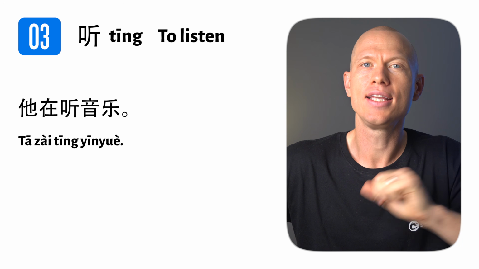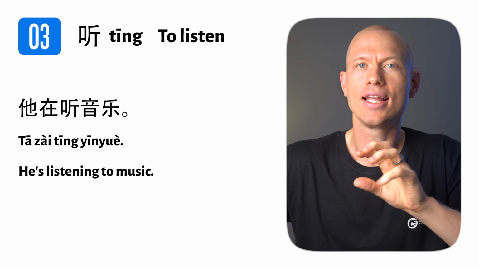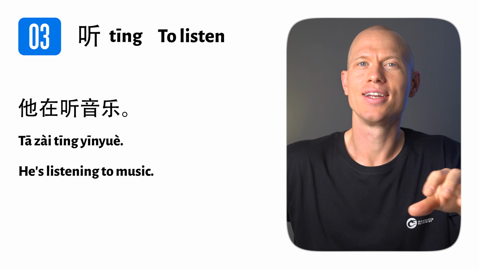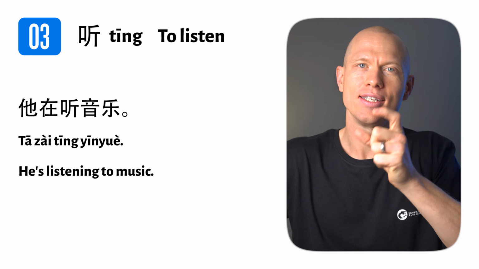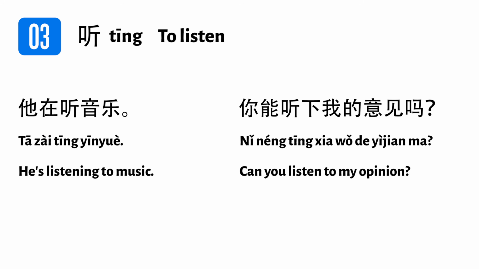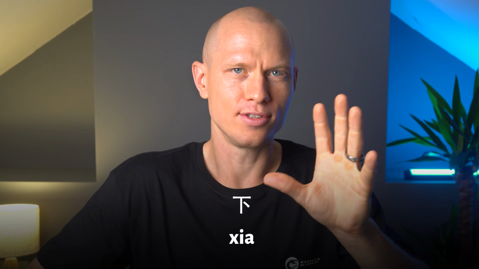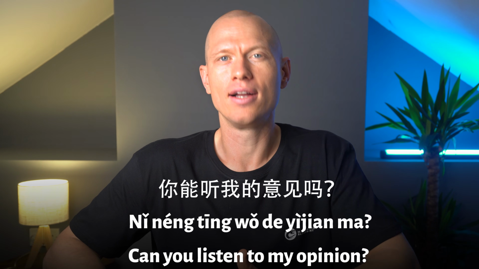Next up, 听, to listen. 他在听音乐. He is listening to music. In order to express something is happening right now in Chinese, you say 在 before the verb. 你能听下我的意见吗? That 下 in there softens the suggestion or request and makes it much more polite and more gentle. If you just said without the 下, 你能听我的意见吗? It's a little bit more confrontational.